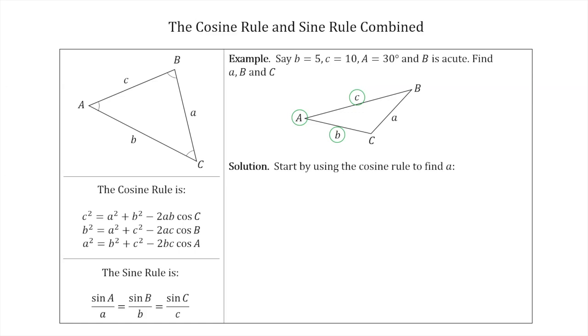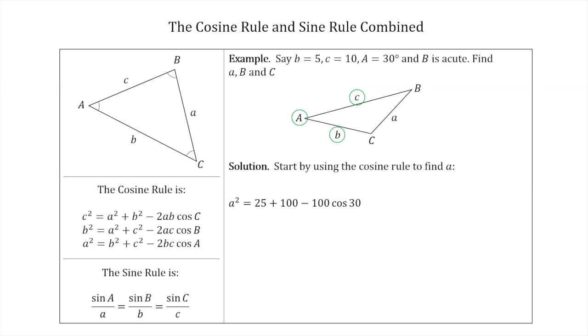Start by using the cosine rule to find a, and we have that a squared is equal to b squared, which is 25, plus c squared, which is 100. Remember, b and c are given in the question, so I'm just using those quantities. And then we subtract 2 times b times c, which is 5 times 10, which is 50, times 2 is 100, so it's subtract 100 times cos of the angle opposite a, which is uppercase A, which we're told is 30 degrees, so it's cos 30 degrees.